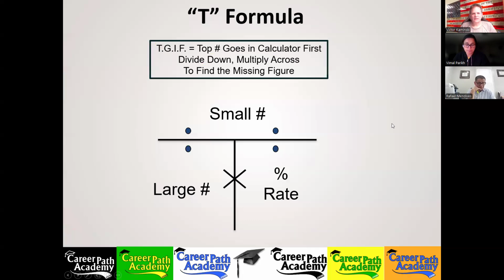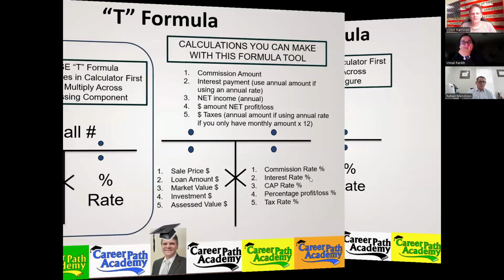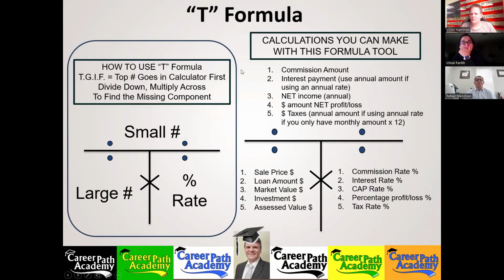So once again, with the T formula, the top number goes in first, small number on top, large number on one side, percentage or rate on the other, unless you're calculating gross rent multiplier, where the large number goes on top and the small number on the bottom. And that side would not be a rate, just a whole number. Here is your typical T formula for calculating cap rates, commissions, interest, taxes, profit and losses.